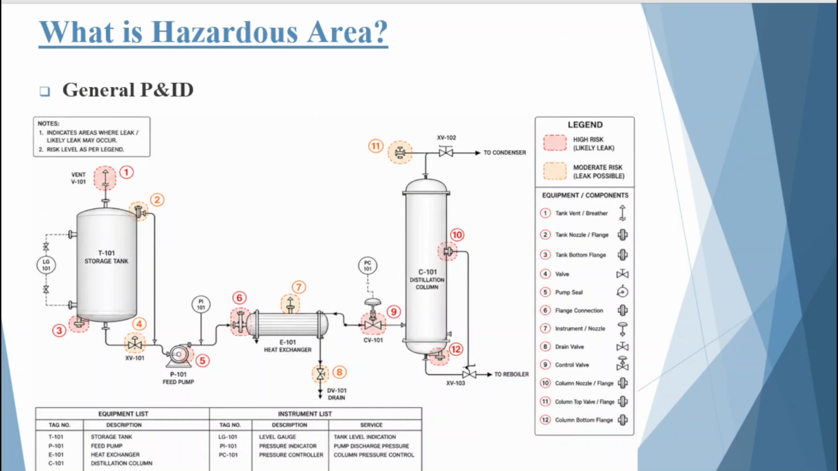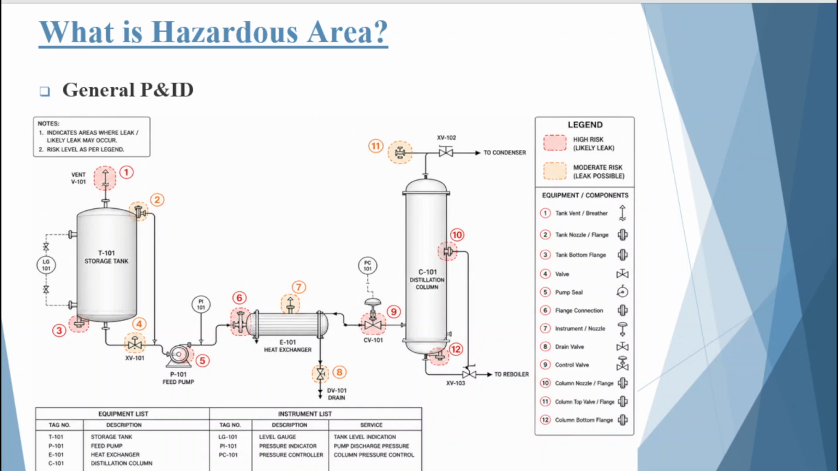Looking at the P&ID on the screen, you can see several pieces of equipment connected through piping. During hazardous area classification, engineers carefully examine this drawing to identify every location where a flammable gas or vapor could potentially escape. For example, they look at pumps with mechanical seals, flanged pipe connections, manual and control valves, pressure relief valves, vents, drain connections, and sampling points.